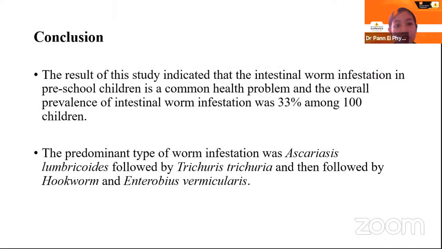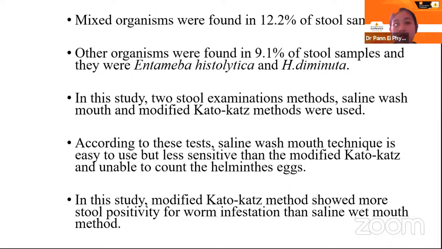Conclusion: the results of the study indicate that intestinal worm infestation in preschool children is a common health problem and the overall prevalence was 33%. The predominant type of worm infestation was Ascaris lumbricoides, followed by Trichuris, then hookworm and Enterobius vermicularis. Mixed organisms were found in 12% of stool samples. Other organisms were found in 9.1% of stool samples, and these were Entamoeba histolytica and Hymenolepis diminuta.